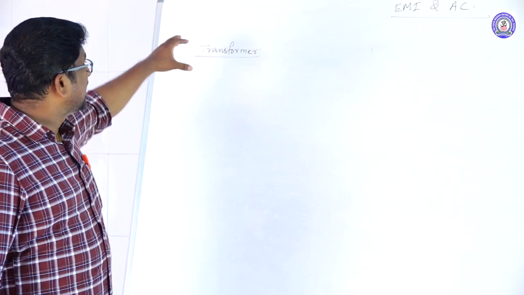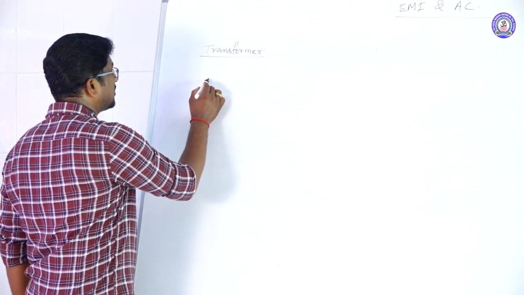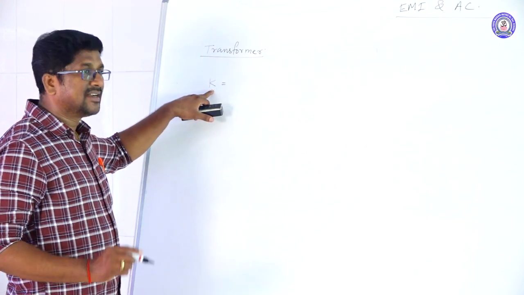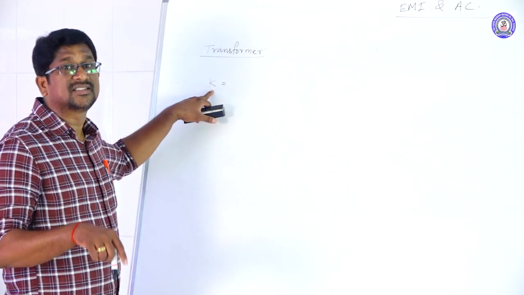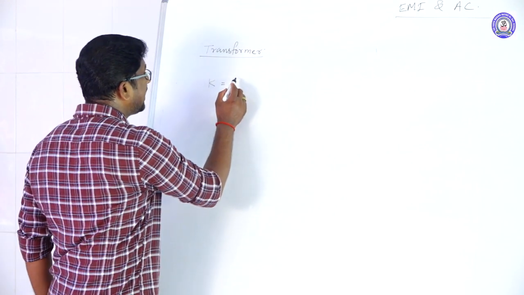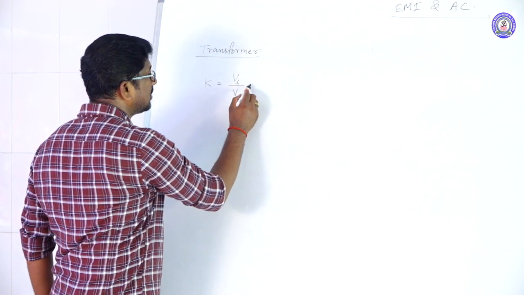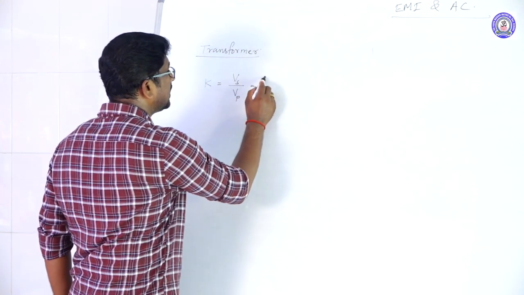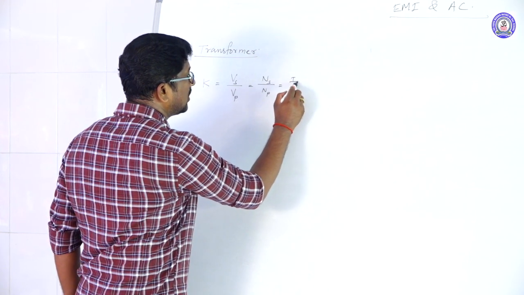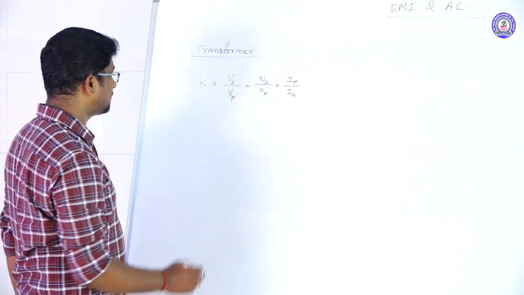There is an important formula in transformer, that is the transformer ratio formula. Transformer ratio is denoted by K. Transformer ratio is also called the turns ratio. It is given by K is equal to Vs divided by Vp is equal to Ns divided by Np, which is equal to Ip divided by Is. Right.